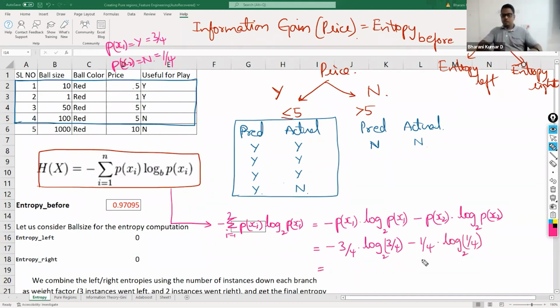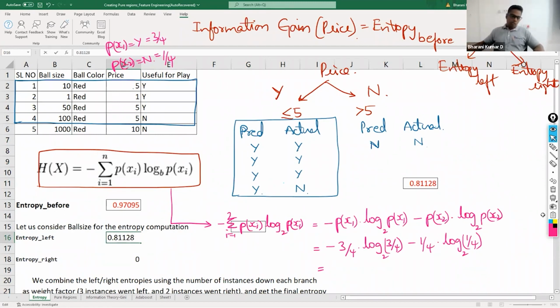How much would you get when you solve this? Let us solve this. It would become minus 3 by 4 into log of 3 by 4 base 2 minus 1 by 4 into log of 1 by 4 base 2. And then you get how much? 0.81128. This is going to be the entropy towards the left. Let me write it as 0.81128.